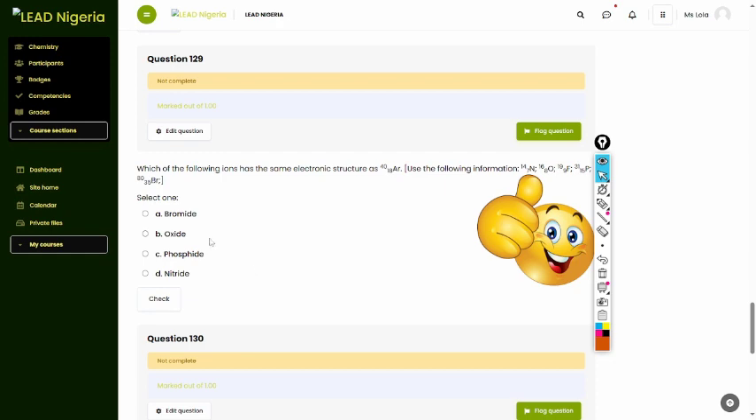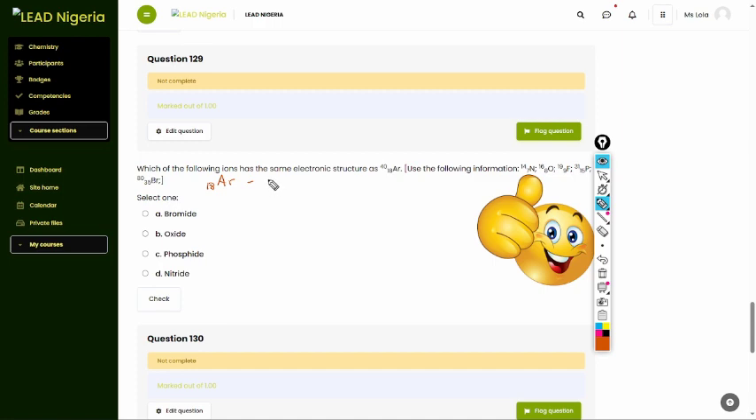Okay, which of the following ions has the same electronic structure as argon? All right, so we need to write out the ions for all of these and see if it's the same as argon. So first of all, let's write out the configuration for argon. Then we can use that as a standard to check the other ones. Now argon has an atomic number of 18.